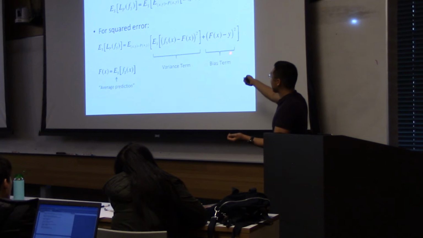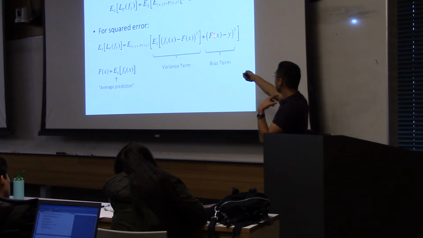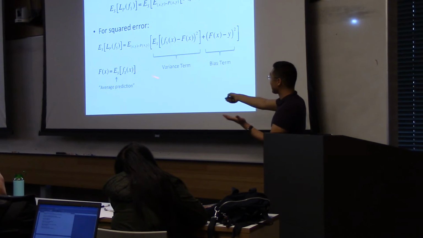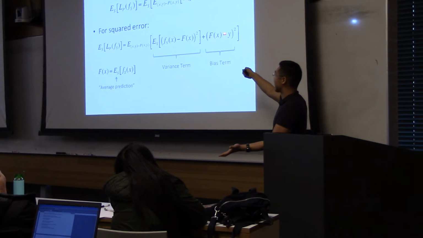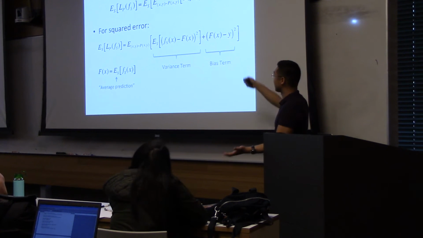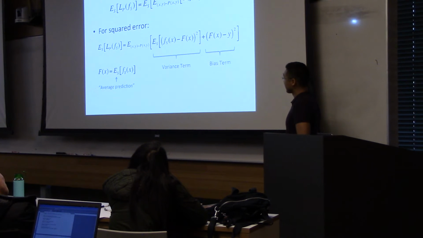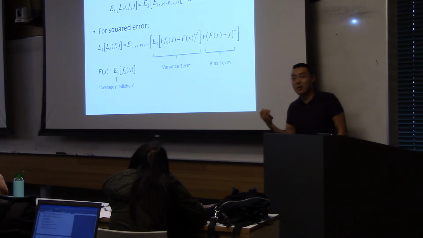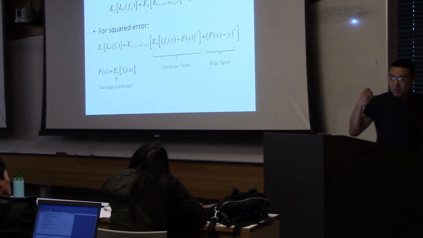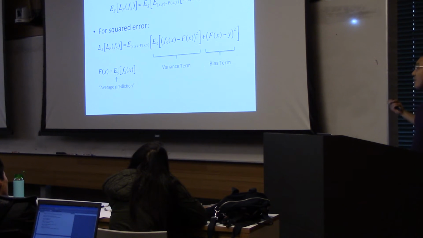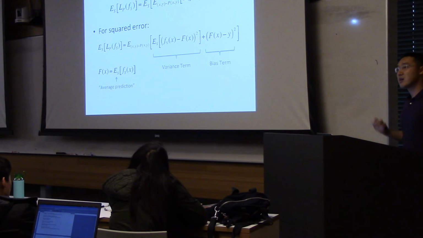This is called the bias term, right? This is just the loss of my average prediction versus the ground truth for this example from my test distribution. And so when people talk about overfitting, this is one of the key concepts people use in thinking about overfitting. What is the bias-variance trade-off of my model class?